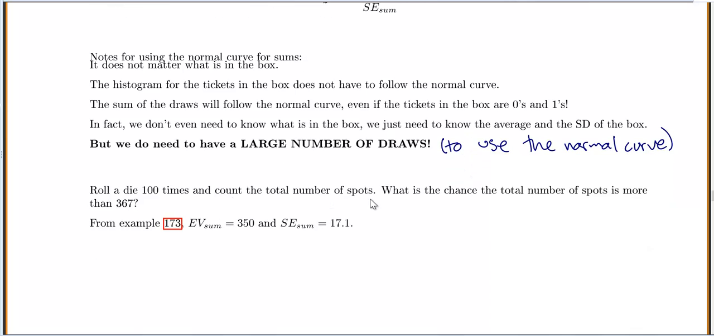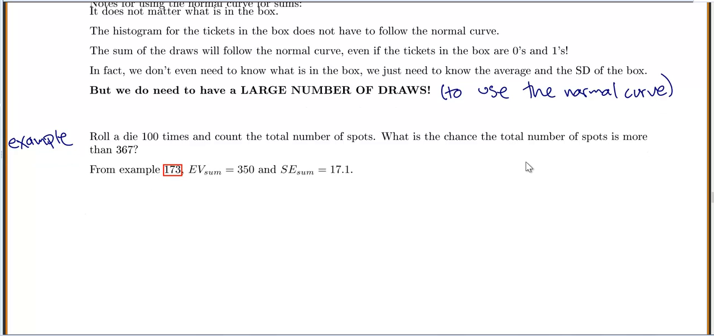Okay, so for this next example, we want to roll a die 100 times and count the total number of spots. What is the chance that the total number of spots is more than 367? And from example 173, we know that the expected value of the sum is 350 and the standard error of the sum is 17.1. So we don't have to do the expected value and standard error again. We can just skip straight to what is the chance.